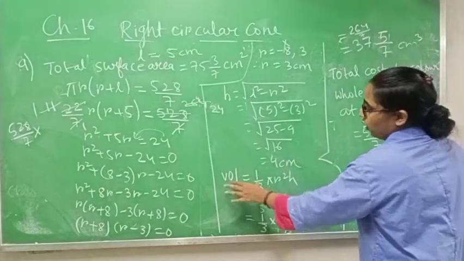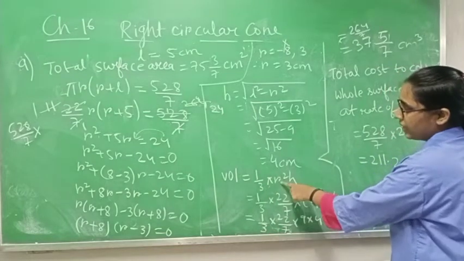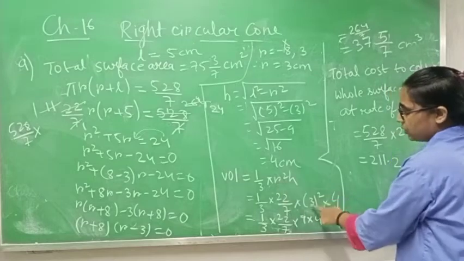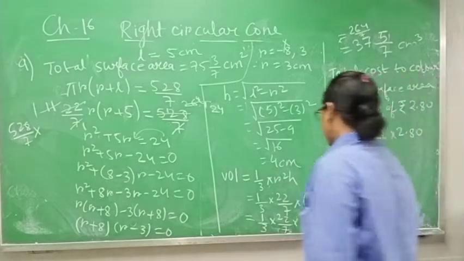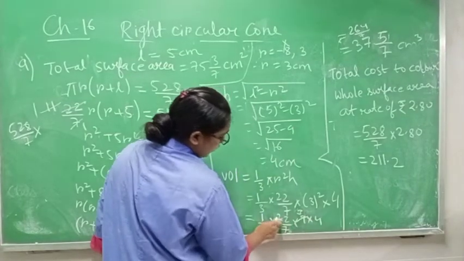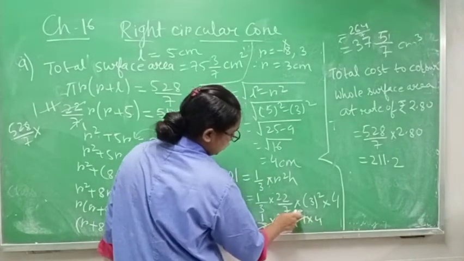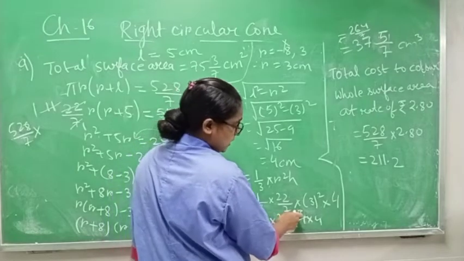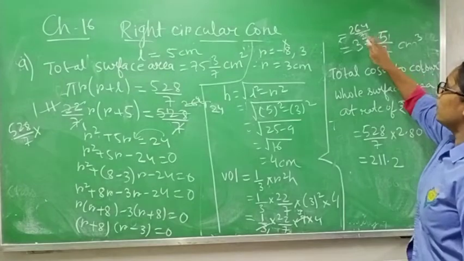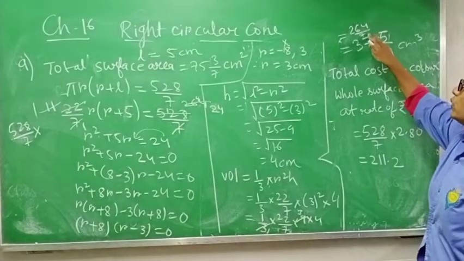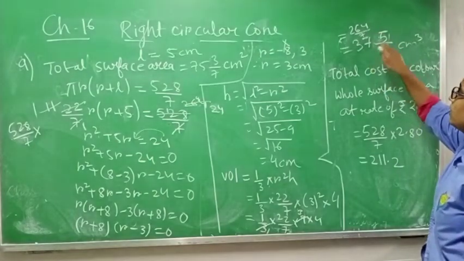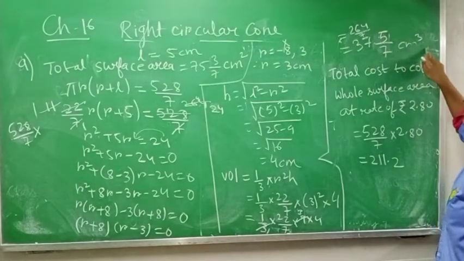They are telling you to find volume also, which is 1 by 3 pi r square h. 1 by 3, pi value is 22 by 7, r is 3 whole square, h. Now 3 square will give you 9. 3 ones are 3, 3 threes are 9. 22 into 3 into 4, 22 into 3, 66, 66 into 4, you will get 264 by 7. Okay, how much will you get? 264 by 7. When you divide, you will get 37 5 by 7 centimeter cube.